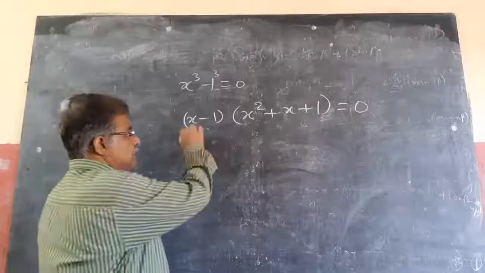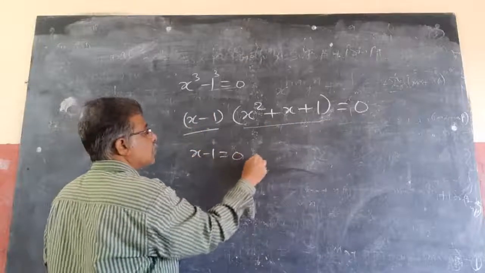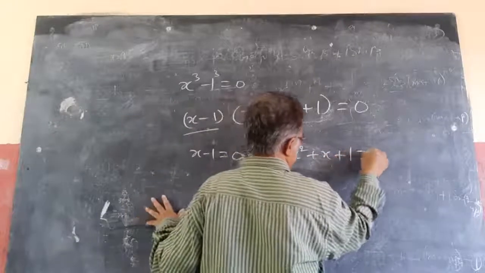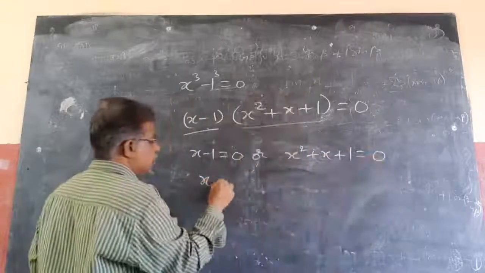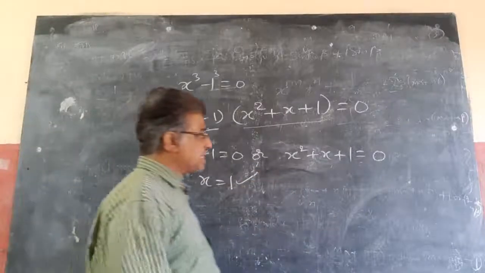Now this is equal to 0 or this is equal to 0. x minus 1 equal to 0 or x square plus x plus 1 equal to 0. So x equal to 1 is the 1 root you have been writing till now. What about the other 2 roots?